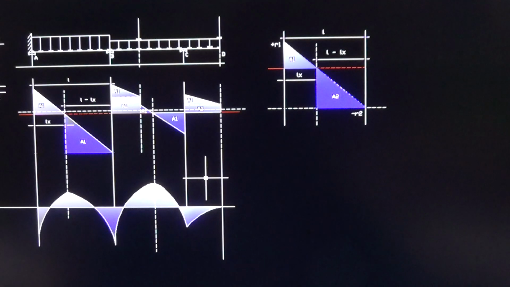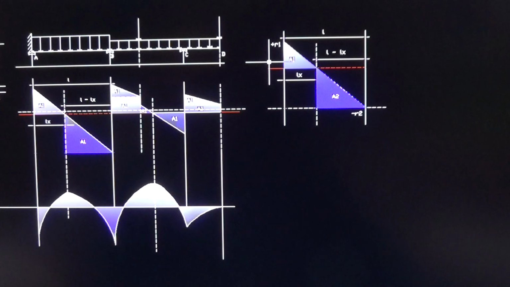Most of the time you will encounter this problem here. You need to solve the value of this distance here so that you can calculate the area, this area here and this area here. To derive this formula I extracted this portion here and put it over here so you can see better, right?